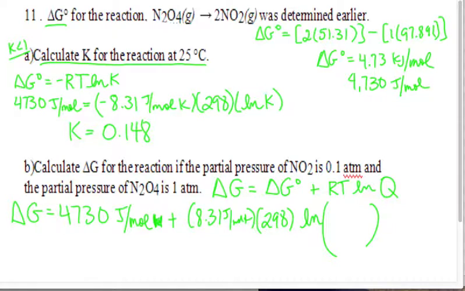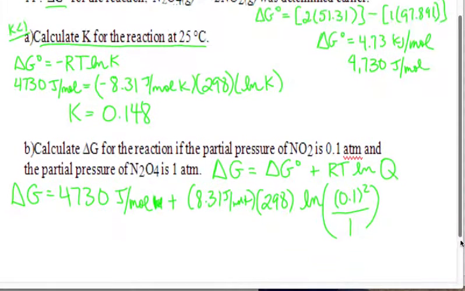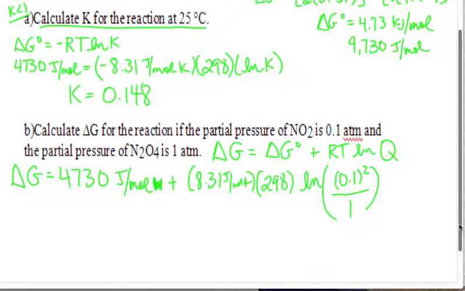What do I put on top? I'm doing a K. NO2, and what do I do to that number? I square it because it's squared in the equation, divided by 1 to the first. So we're going to see what this does to the spontaneity of the reaction. At standard conditions, it's not spontaneous. Now that we futzed with the pressure, it might become spontaneous, and it might not. We'll see.